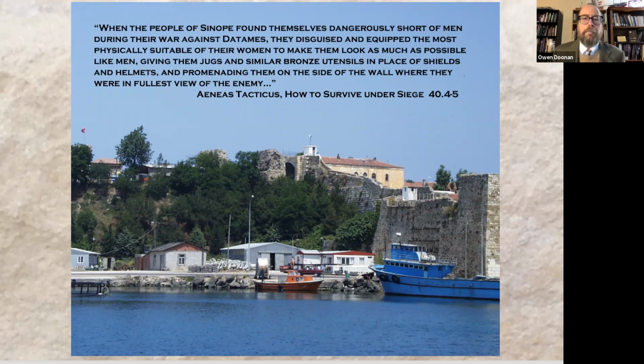They disguised and equipped the most physically suitable of their women to make them look as much as possible like men, giving them jugs and similar bronze utensils in place of shields and helmets, and promenading them on the side of the wall where they were in fullest view of the enemy. So this very colorful anecdote, by the way, is of enormous interest to the people of Sinope, particularly because they associate their region with women warriors and Amazons. That's a story for another day, however.